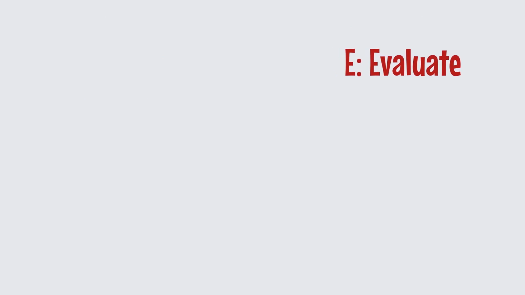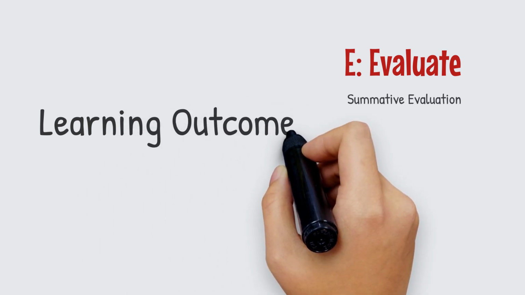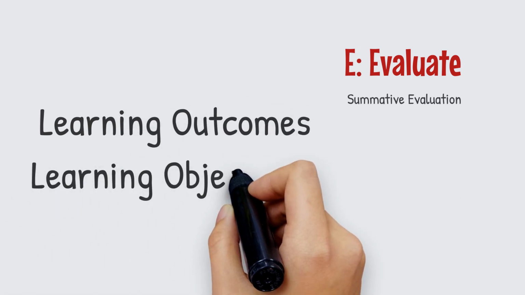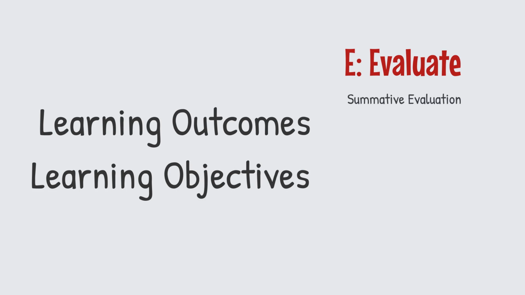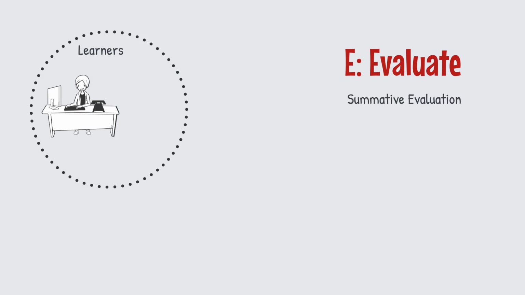Evaluate. There are two types of evaluation in ADDIE. While formative assessment is the ongoing process of reviewing the course as it's created and taught, summative evaluation is a full assessment of the course at completion. Summative assessment takes you back to learning outcomes and learning objectives to determine if the course achieved what you intended it to achieve. Were your learners successful in performing to the standards you expected?